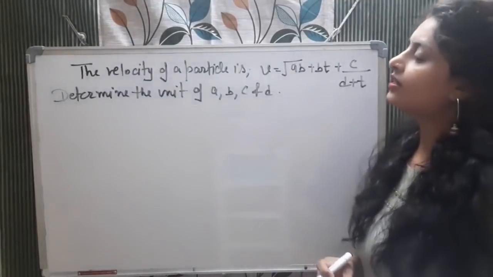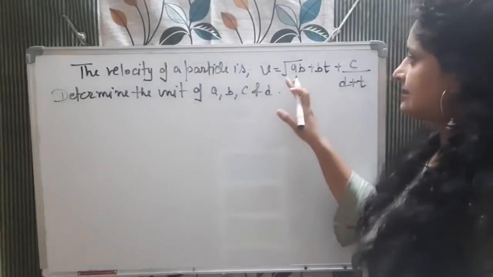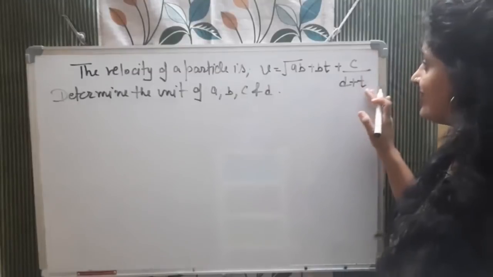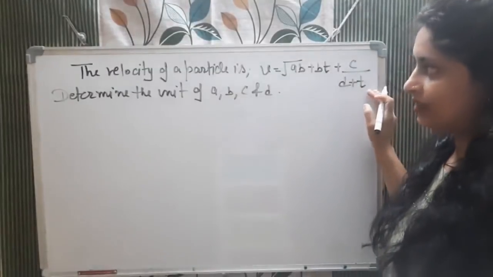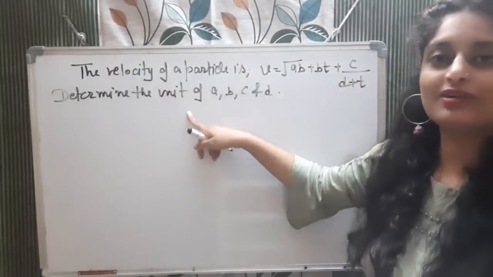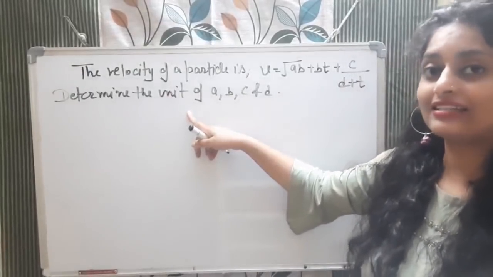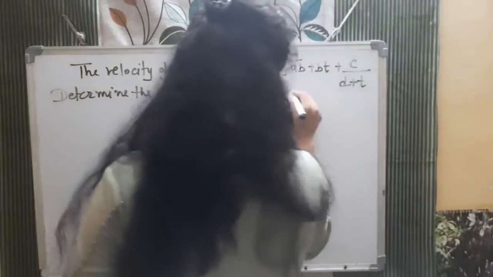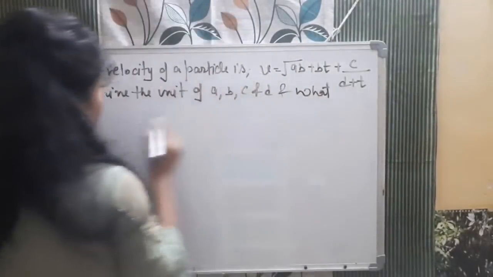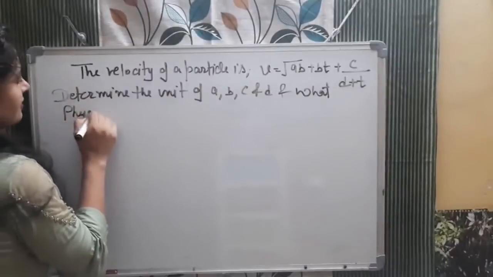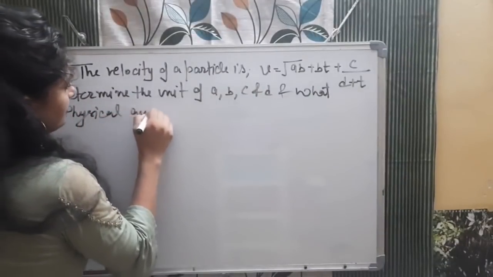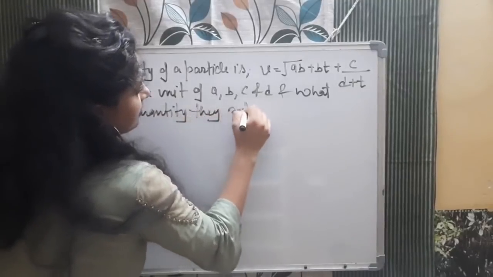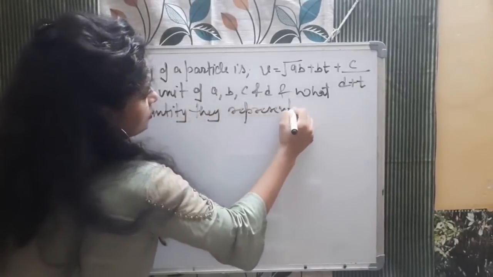This is our next question, children. The question is saying the velocity of a particle is V equal to under root AB plus BT plus C divided by D plus T. We need to calculate the unit. This time it is not the dimensional formula. It is asking about the SI unit of A, B, C and D, and what physical quantity they will represent.